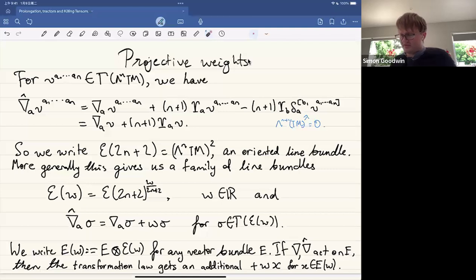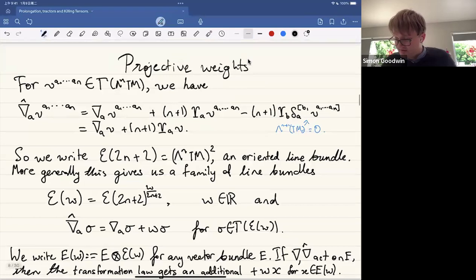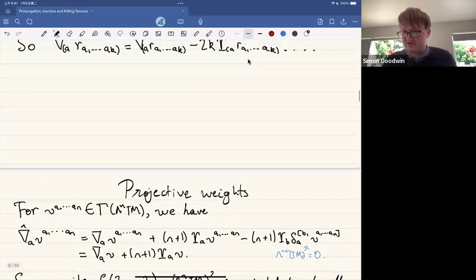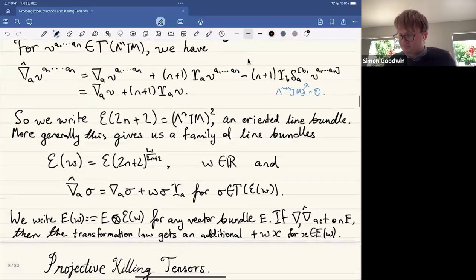And so because of the way the connection must act, whatever transformation law we had before, we just add w times by our, well, there's an epsilon missing there. We simply take w times by whatever weighted thing we had, and then add that times epsilon.